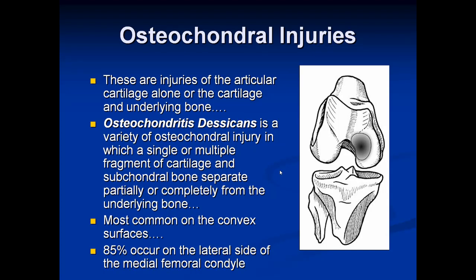It is most common on the convex surfaces of the femur and is commonly seen possibly after trauma or during heavy weight-bearing type sports. 85% occur on the lateral side of the medial femoral condyle. This is the most common site for osteochondritis dissecans to occur.